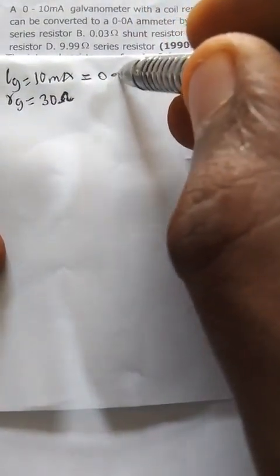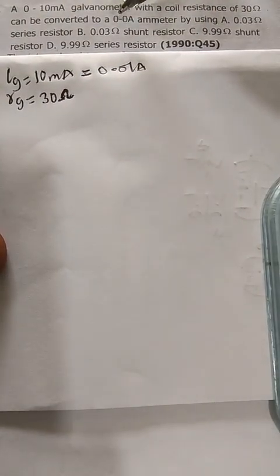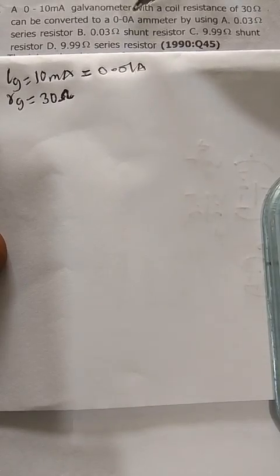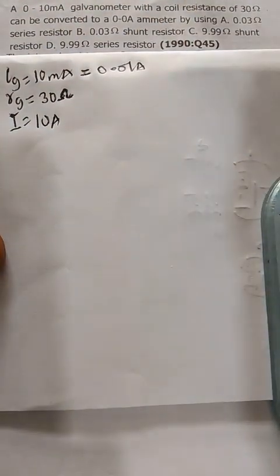Okay, for the next question. A 0 to 10 milliamperes galvanometer, it means the full scale is 10 milliamperes, with a coil resistance of 30 ohms, that's Rg. So Ig is 10 milliamperes, Rg is 30 ohms. We need to convert this to amperes always. So when you divide 10 by 1000, you get 0.01 amperes as our Ig. No, there's a mistake here. It's not meant to be 0 to 0 ammeter. Let's say we want to turn it to a 10 amperes ammeter.